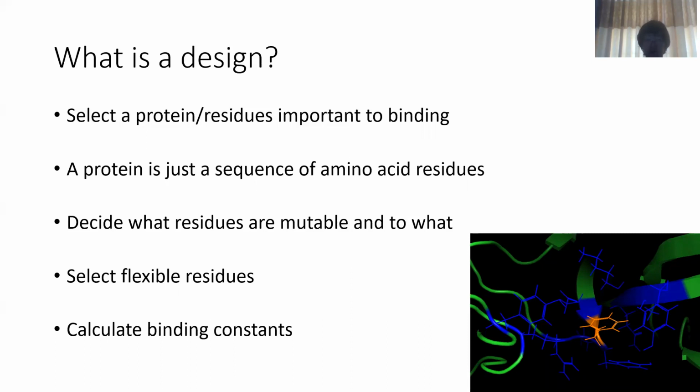And afterwards, we want to calculate binding constants. On the right here, you can see that we select a mutable residue, which is in orange, and everything around it that is flexible is in blue.